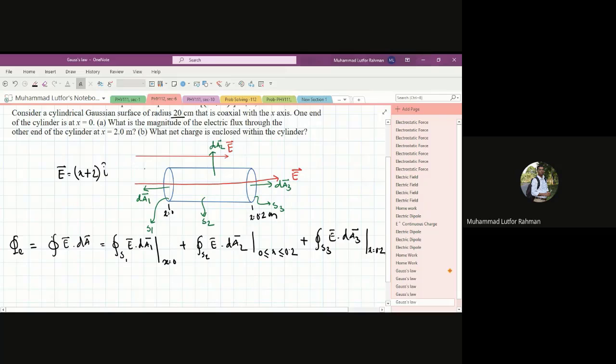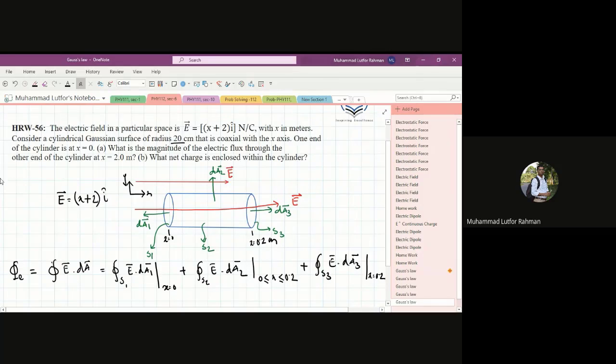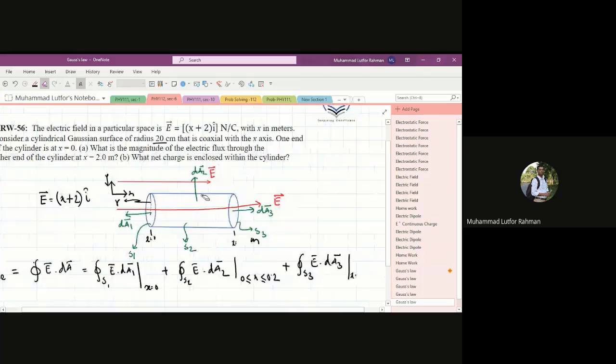Could you explain a bit more? Which part? How does x change? Okay, look, here it says one end of the cylinder is x equal to 0. One end of this cylinder is at x equal to 0, and the other end will be at x equal to 2. Sorry, 20 centimeter is the radius. Extremely sorry. The radius of this Gaussian surface is 20 centimeter. This is R, and this is 2 meter. It's not 0.2, I'm sorry. This will be 2 meter, x equal to 2 meter.